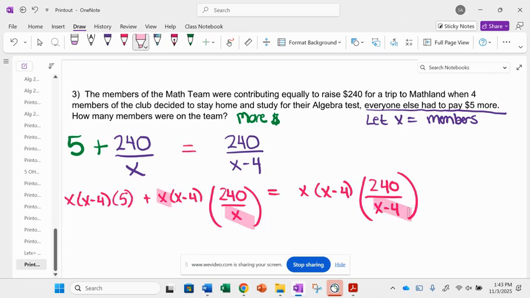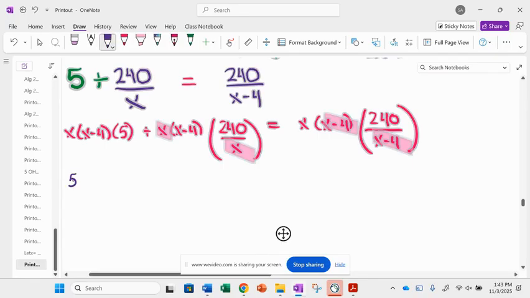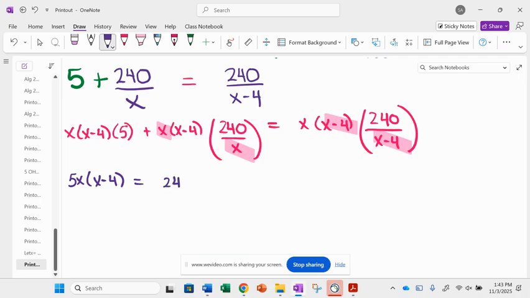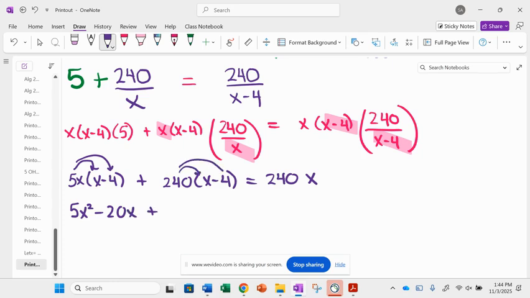All right, so here the x's cancel, here the x minus 4's cancel. So I have 5x times the quantity of x minus 4 plus 240 times the quantity of x minus 4 equals 240x. So distribute in this 5x. So we get 5x squared minus 20x. Distribute in the 240. And we're going to get 240x minus 960 equals 240x.